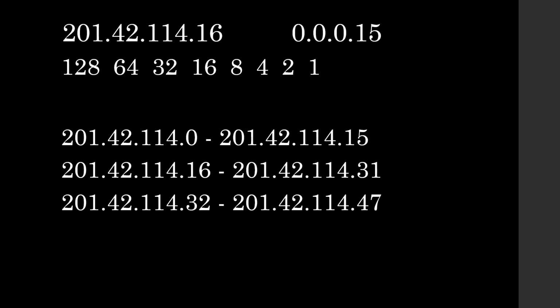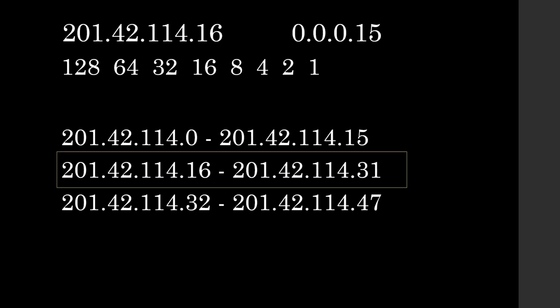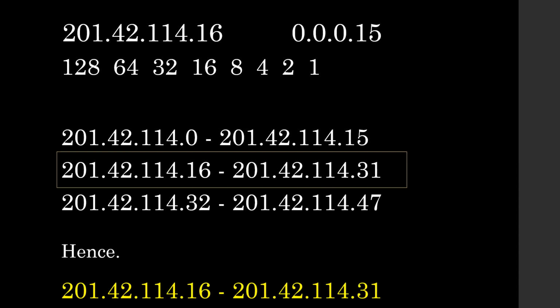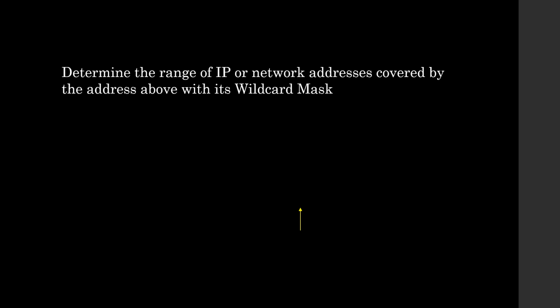In this case, the range where the given example belongs to is the second range, from 201.42.114.16 up to 31. Hence, this is our supernetted network using the wildcard mask.